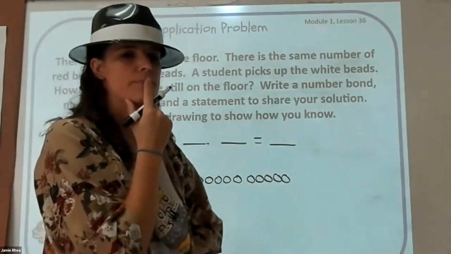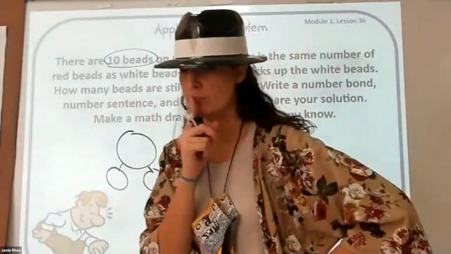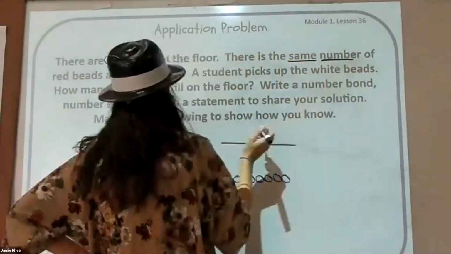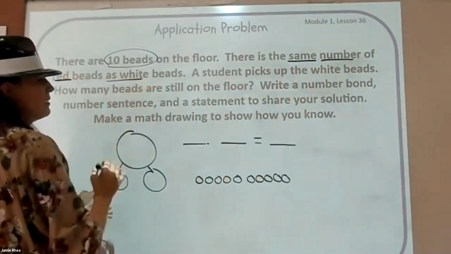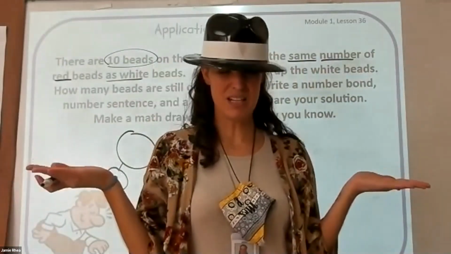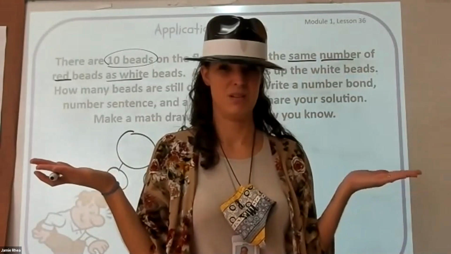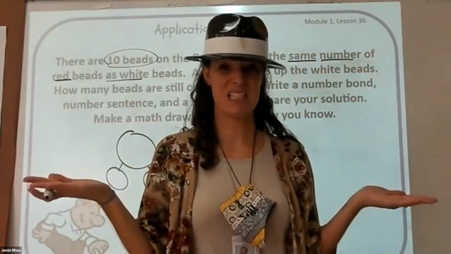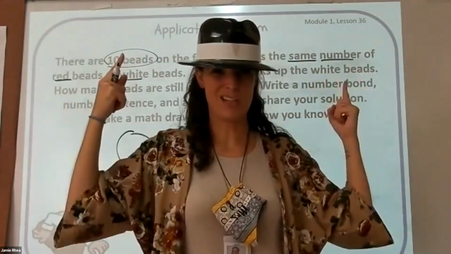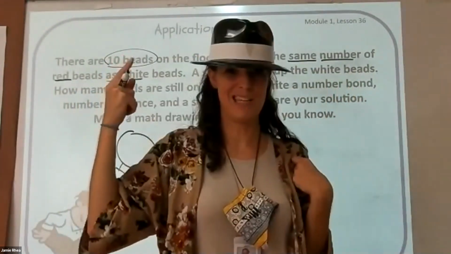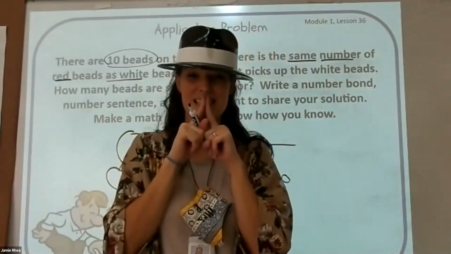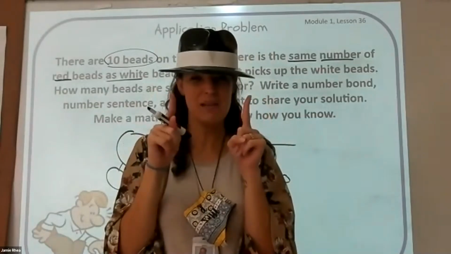There is the same number of red beads as white beads. Okay, so that is a clue. It's a tricky clue because it says the same number of red as white. So that means however many red beads I have, that's how many white beads I have also. How can I figure out how many red beads and white beads there are if it doesn't tell me one of those numbers? I've got to use my clues. My clue was 10 beads on the floor. Can I equally share 10 beads with red and white?